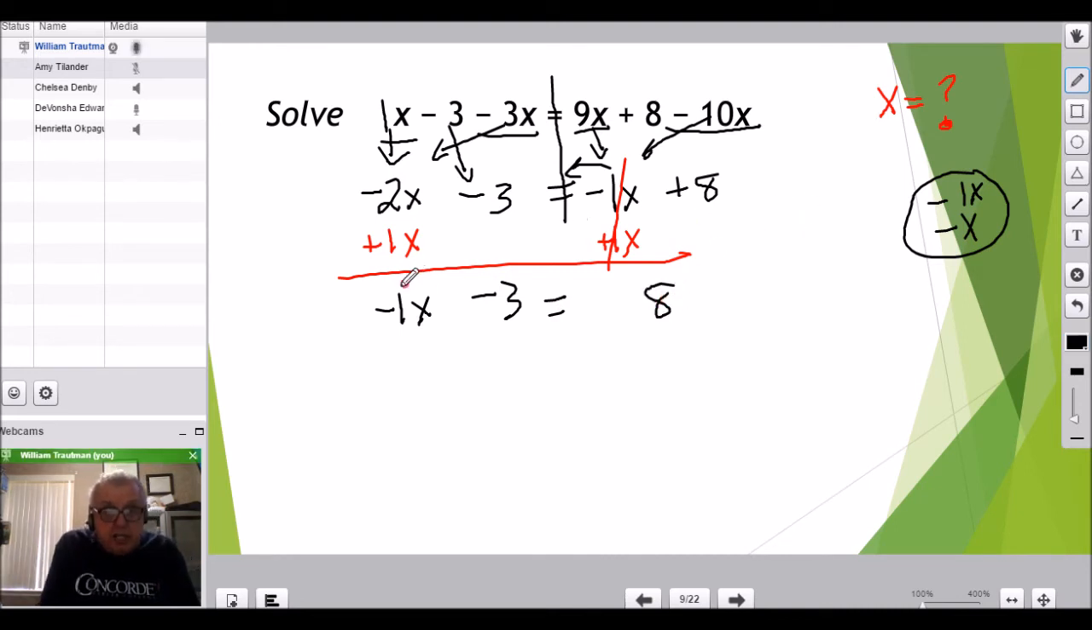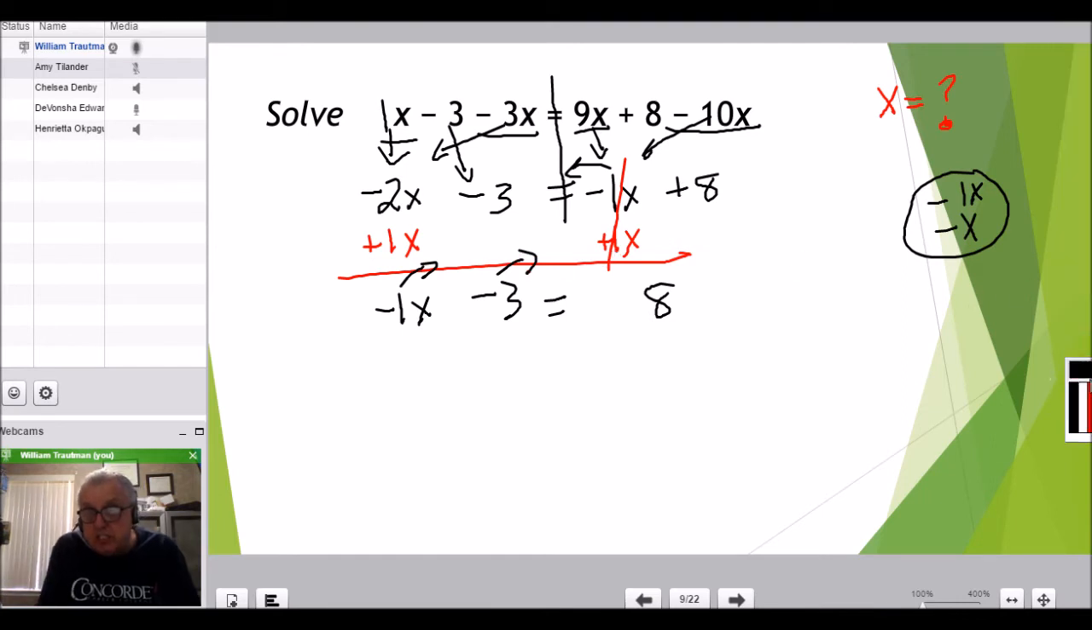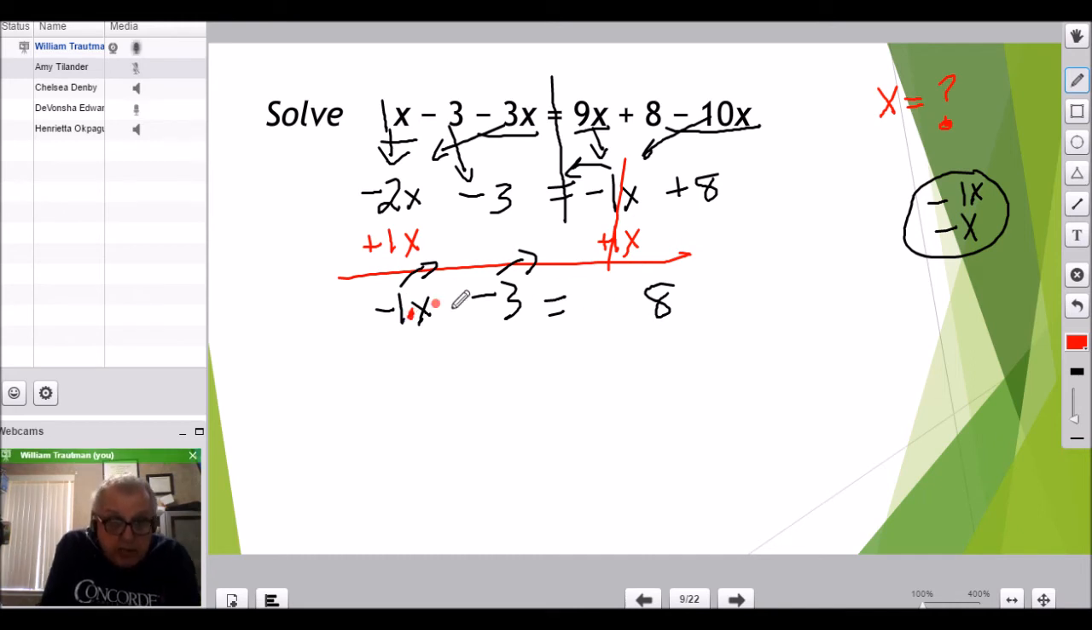Now I need to get the minus 1 to the other side and the minus 3. Which one do I take to the other side first? The minus 3. The minus 1 is multiplying. This minus 3 is subtracting from the x. So you always take the add or subtract to the other side first. The plus 3, both sides, because it's a minus 3.